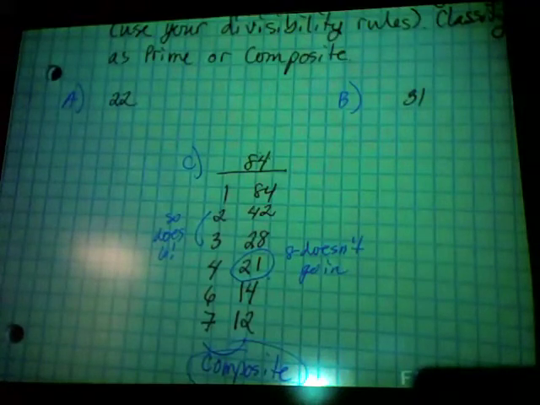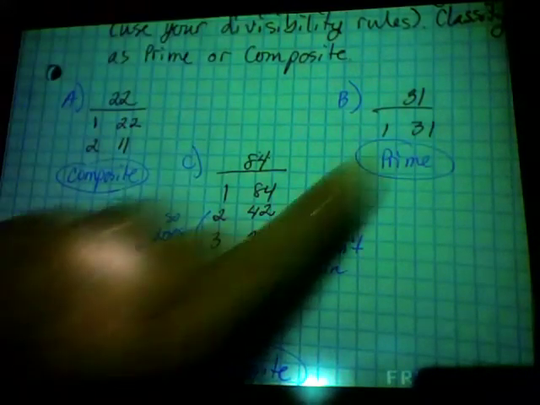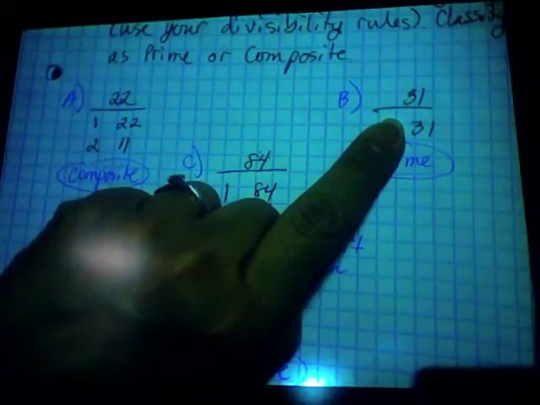So let's talk about these real quick. Look up here, because you should be done by now. One of the nice things about knowing your prime numbers is that if 31 is a prime number, you don't have to even use your divisibility rules.